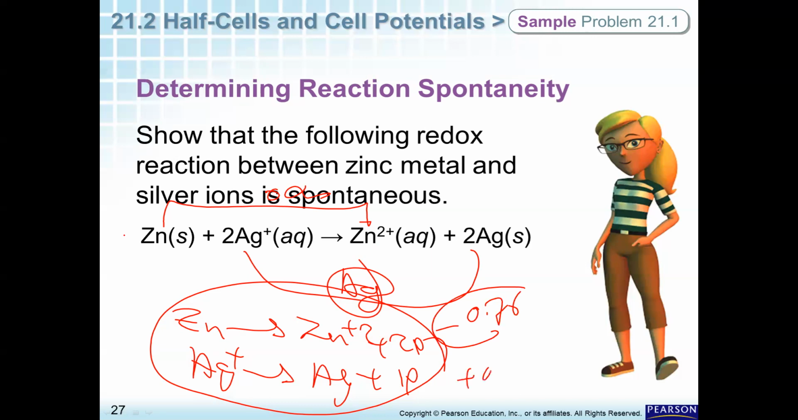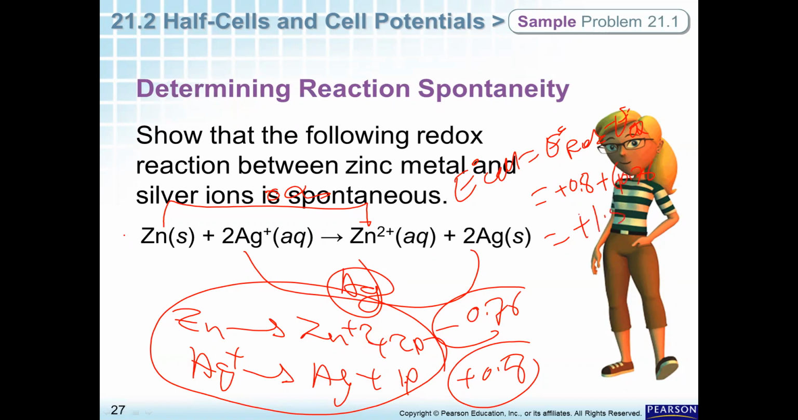And this one is positive 0.8, right. Now try to calculate E standard of the cell, which is equal to E of the one which undergoes reduction minus E of the one which undergoes oxidation. Which one underwent reduction here? Silver. So this will equal positive 0.8 minus negative 0.76, which is positive, that is positive 1.56. That is why you can show that this is a spontaneous reaction.